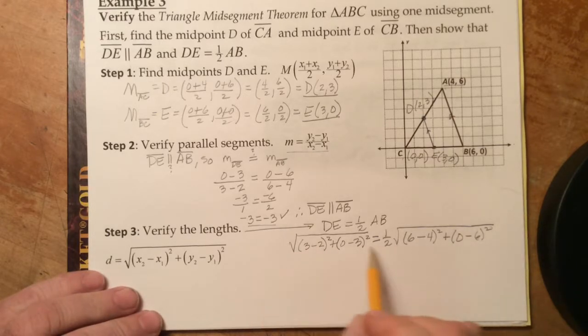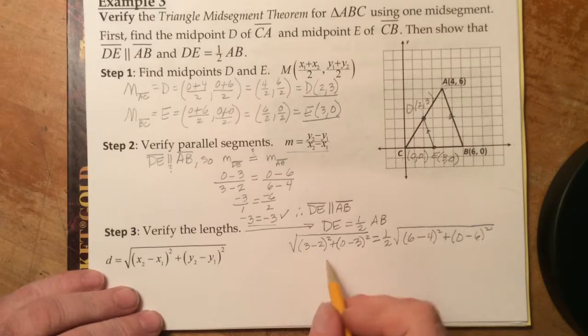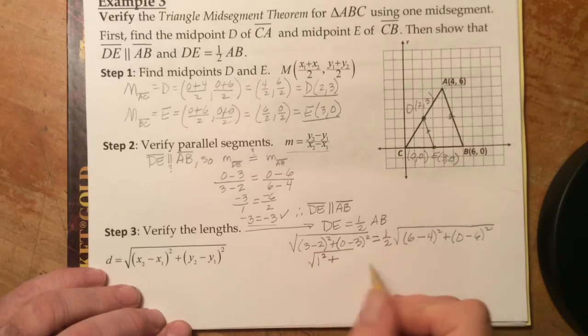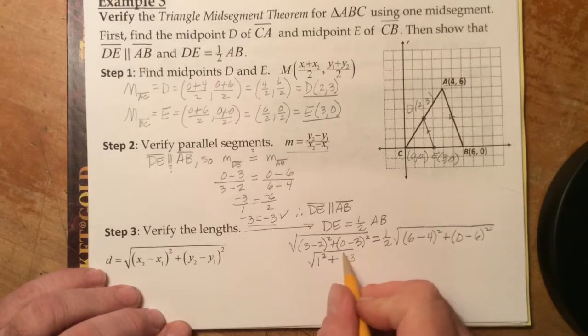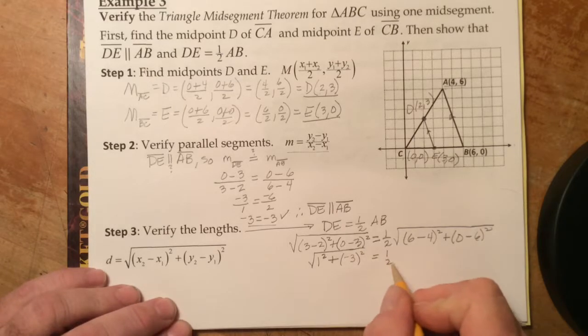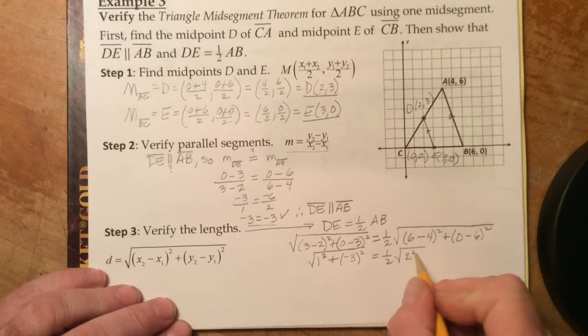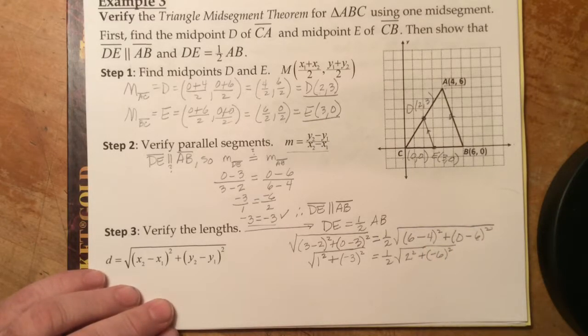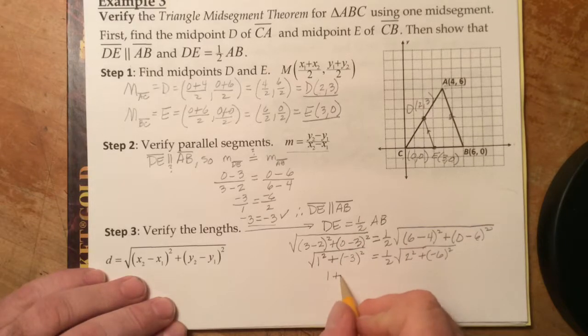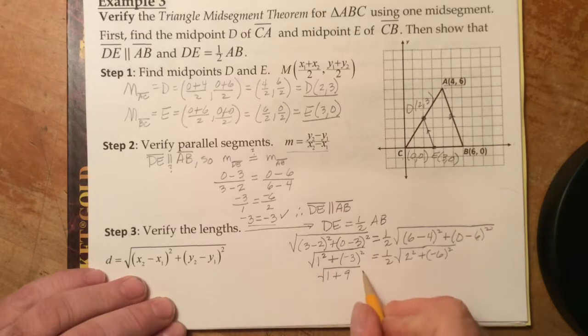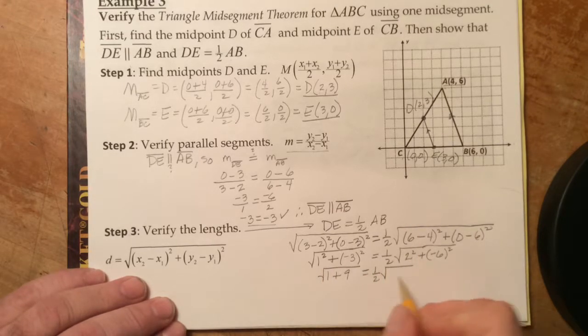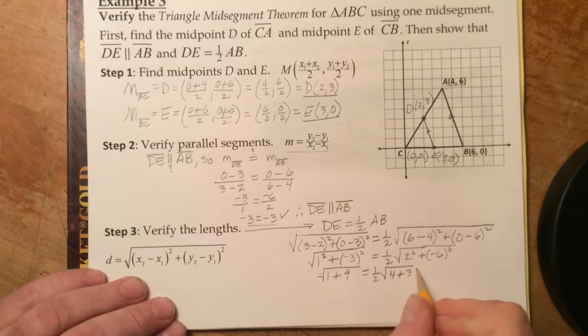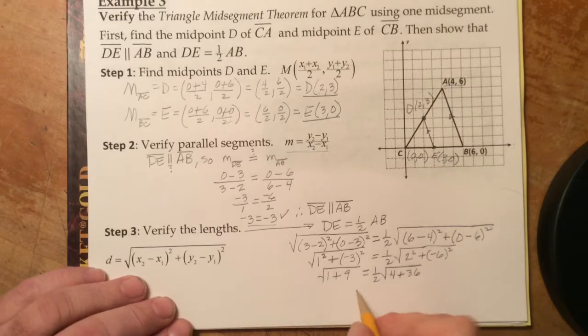Now we simplify this and see if the left side equals the right side. 3 minus 2 is 1 squared, plus 0 minus 3 is negative 3 squared, but don't forget, put those parentheses in, equals 1/2 times 6 minus 4 is 2 squared, plus 0 minus 6 is negative 6 in parentheses squared. Simplifying further, 1 squared is 1, plus negative 3 squared is positive 9. So we have the square root of 1 plus 9 equals 1/2 times 2 squared is 4, plus negative 6 squared is positive 36. 1 plus 9 is 10, so we get the square root of 10 equals 1/2 times 4 plus 36 is 40, so it's times the square root of 40.